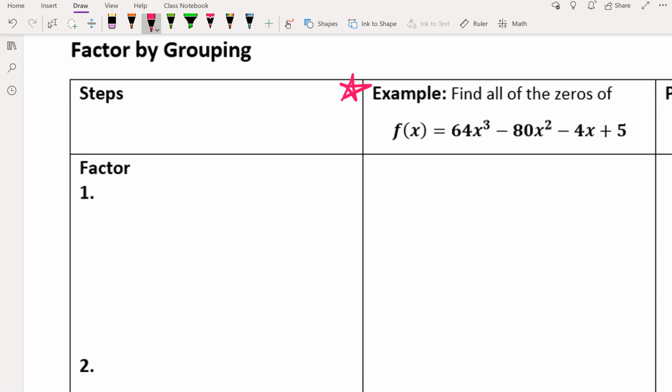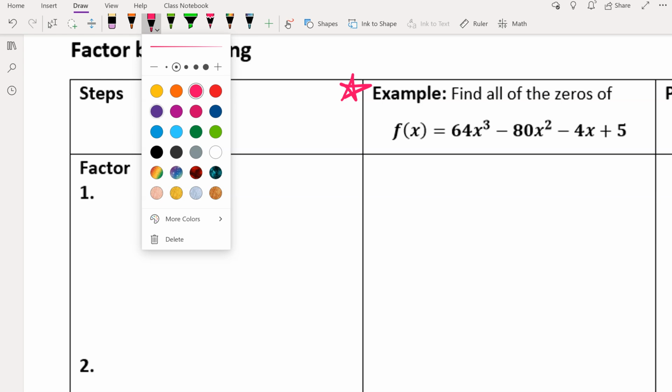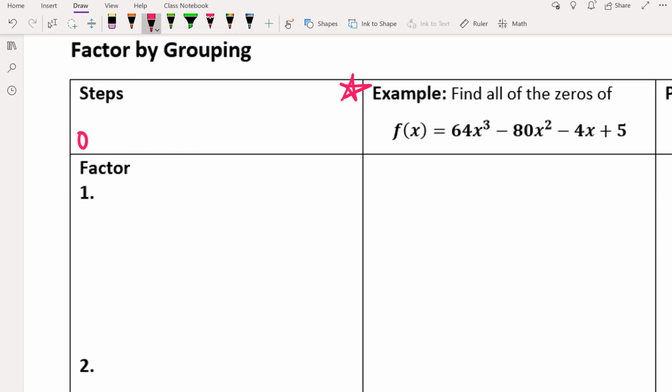Cool. So really quick, what's the first step that we should always check for when we're factoring? What's the first thing we should always look for? Let's call this step 0. Step 0, what should we always look for? A GCF. So before you start factoring anything, you should always look for a GCF. So look for GCF first. Cool. Now let's move on and let's learn how to do factor by grouping.